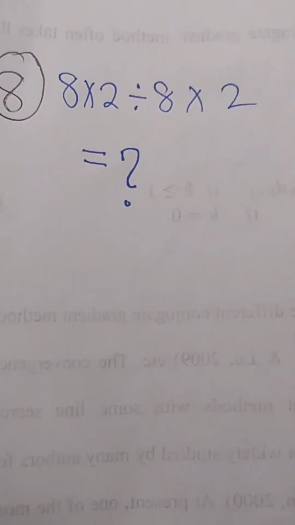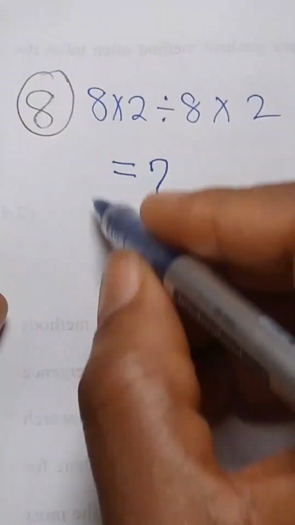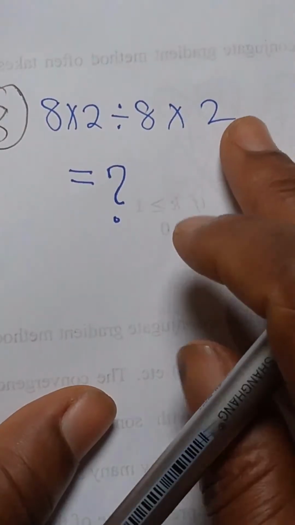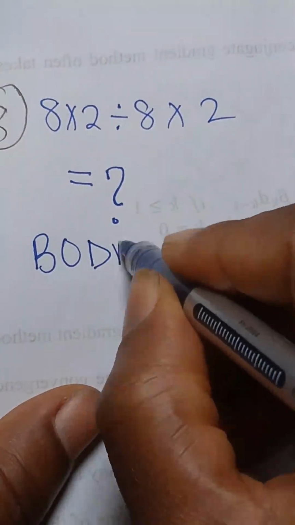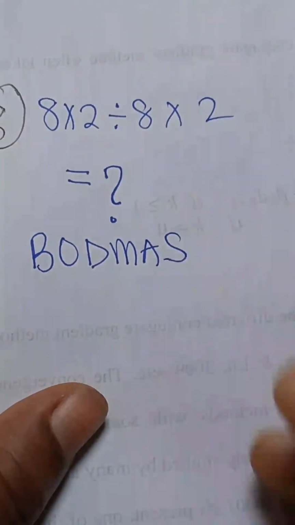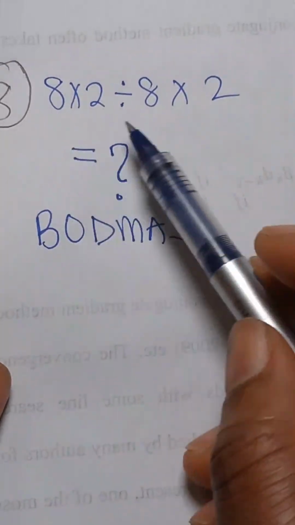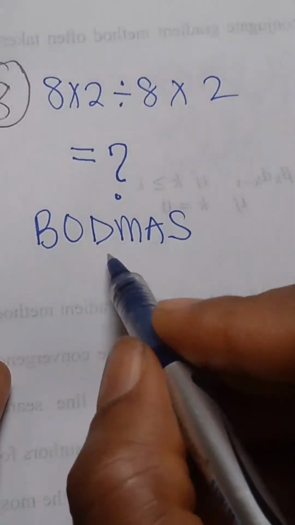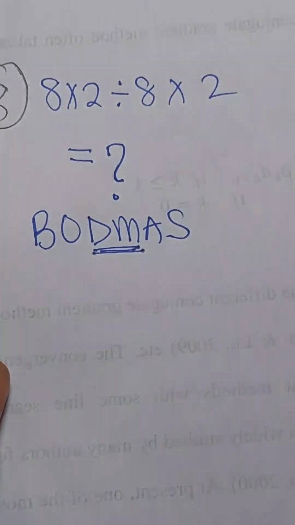So let me quickly solve this. All right. We have 8 times 2 divided by 8 times 2. So remember, we're going to apply BODMAS. On BODMAS, B stands for bracket. There's no bracket here. There's no order. Then multiplication and division. Remember, you apply the one that comes first from left to right.